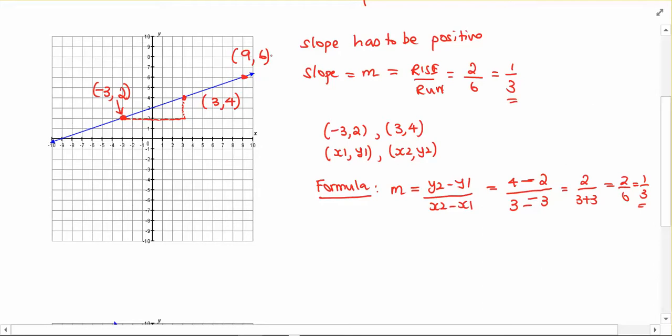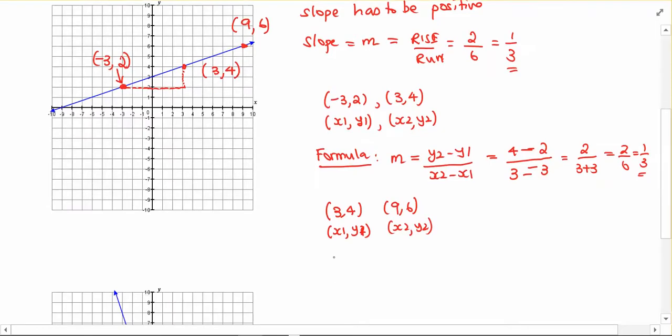Alright, so let's use 3, 4 and 9, 6 to find the slope. So again, this time we'll let this one be x1 and this one be y1 and this be x2 and this be y2. So now our slope m is equal to y2 minus y1 over x2 minus x1, which is 6 minus 4 divided by 9 minus 3, which is 2 over 6 or 1 over 3.